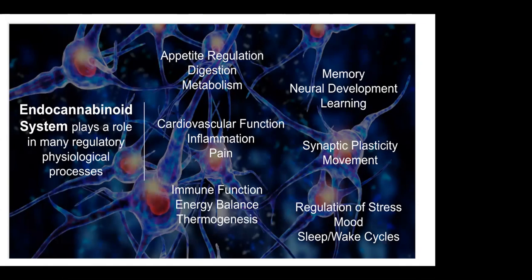It also has an important role in modulating and regulating our memory, neural development and learning, even synaptic plasticity, movement, regulation of stress, regulating our mood, and even regulating our sleep-wake cycles. So when you remember how the thyroid gland plays a role in all of these systems that we see here on the slide, we can see how CBD can help those with thyroid disease.